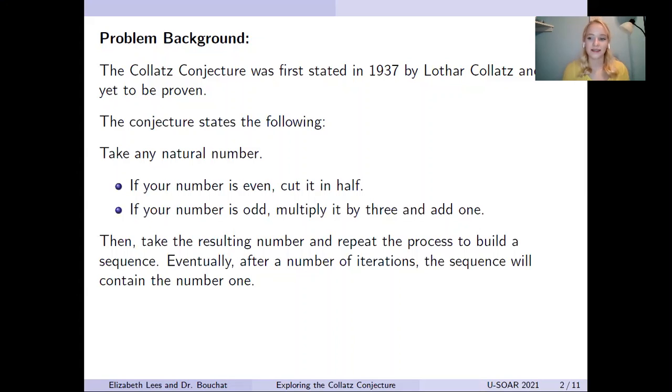What the conjecture says is that if we take any natural number, so 1, 2, 3, 4, 5, and so on, and if our number's even, we're going to divide it by 2. And if our number's odd, we're going to multiply it by 3 and add 1. Then if we take our resulting number and repeat this, eventually, after doing this many times, we're going to get to the number 1.